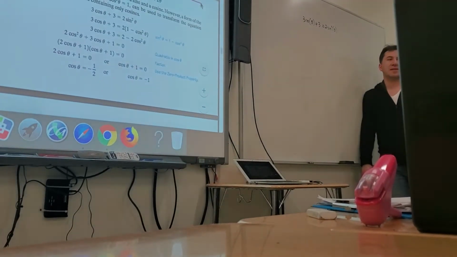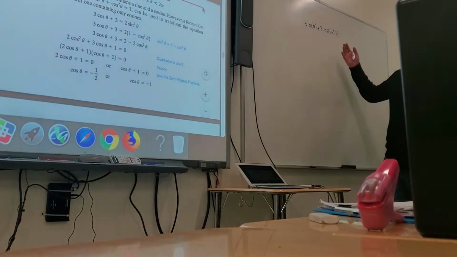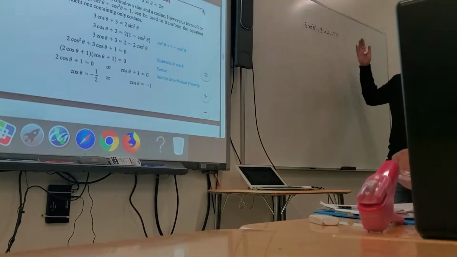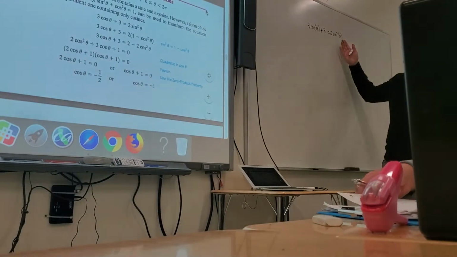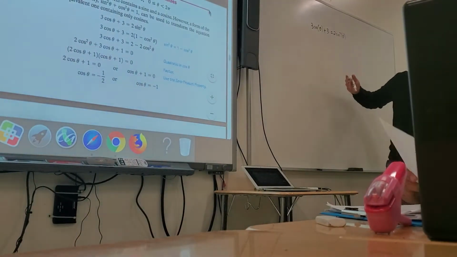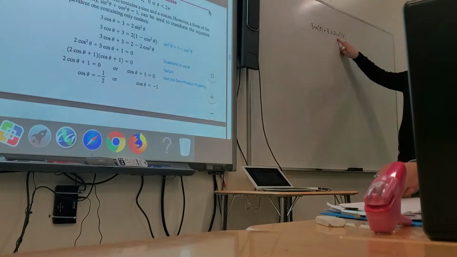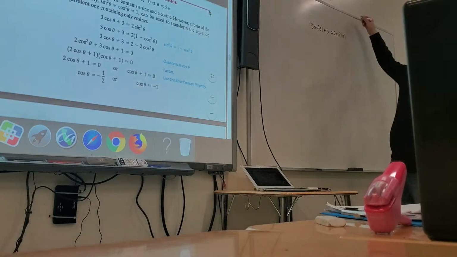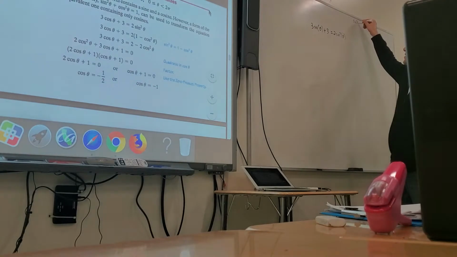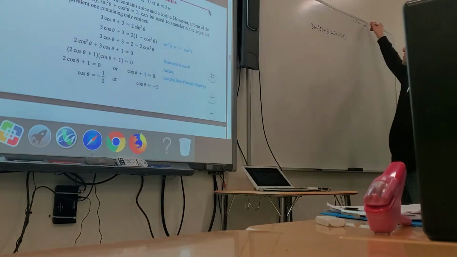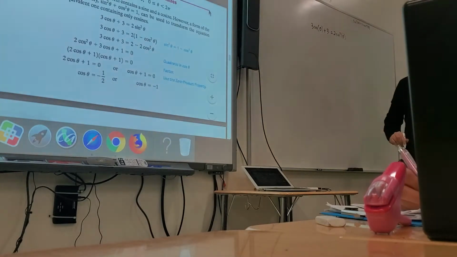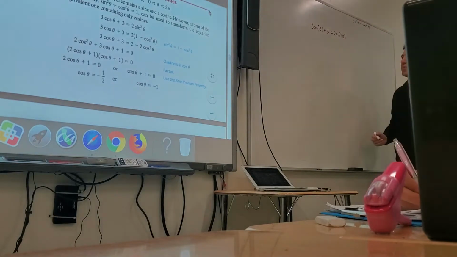This is where identities kind of come in. We need to somehow make this either all cosines or all sines or all one thing. If you have mixtures of trig functions, it's going to be a nightmare. So one of the things that we know about sine squared is that sine squared theta is equal to 1 minus cosine squared theta. You guys remember that? Sine squared plus cosine squared is equal to 1.